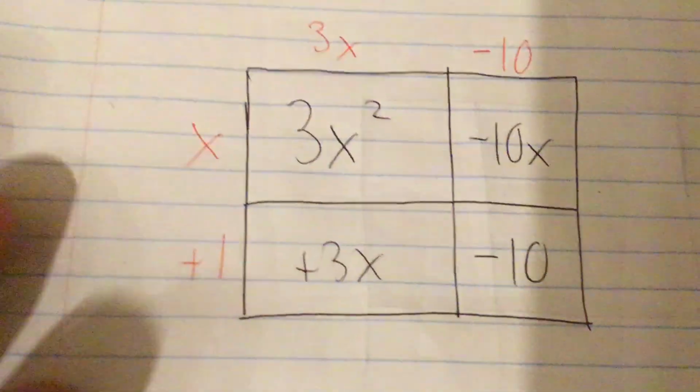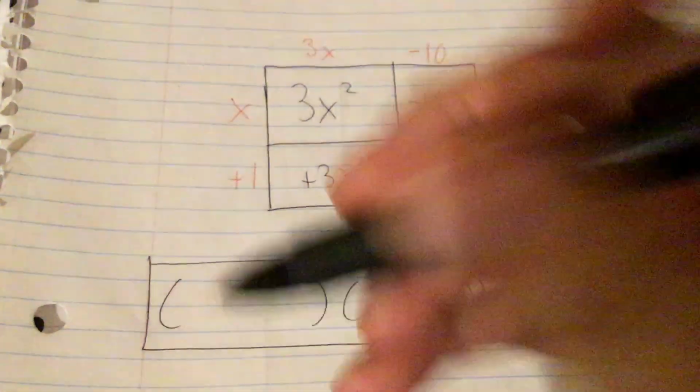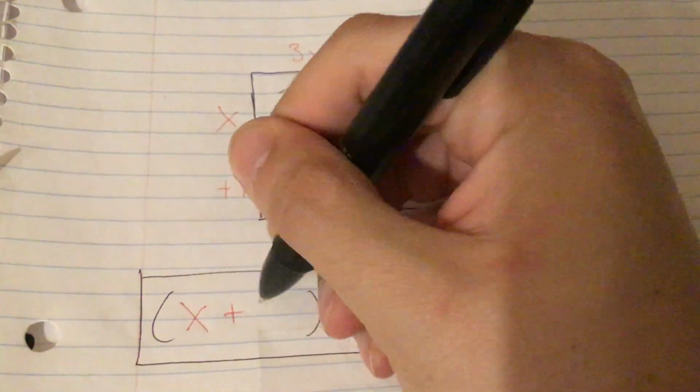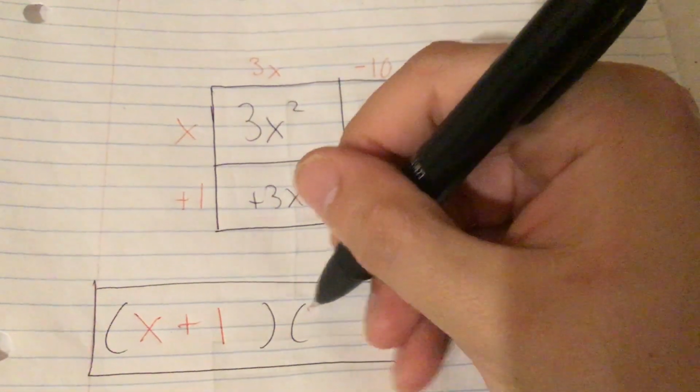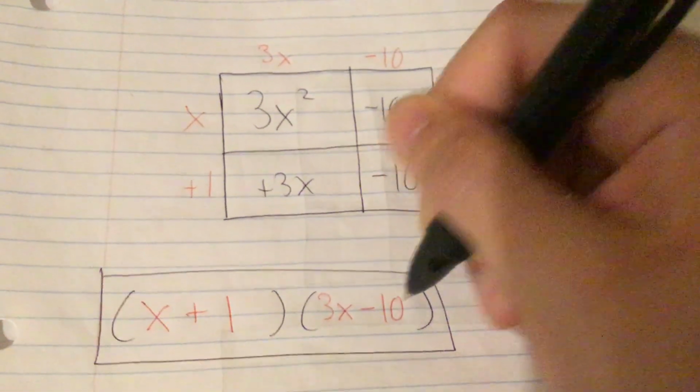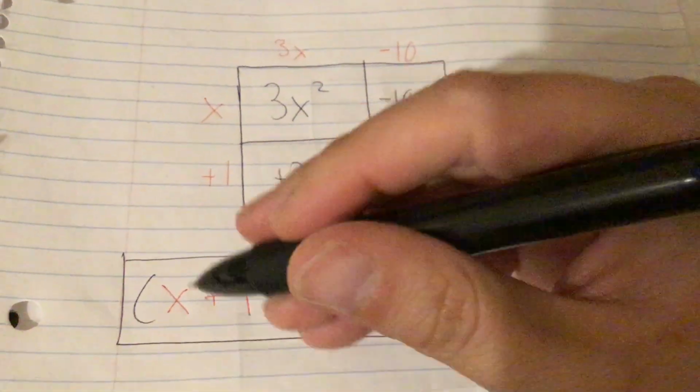There you go. Once again, did I factor anything out ahead of time? No, I did not. So to break this down into a multiplication problem, the final answer is x plus 1 times 3x minus 10. And again, you could have done this 3x minus 10 times x plus 1. It does not matter.